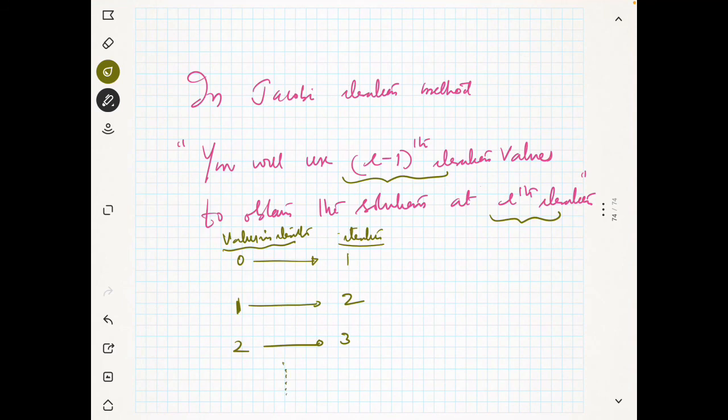You would continue. If the values in the I minus 1th iteration and the values that you are obtaining in the ith iteration are same, you can stop. Okay, and you can find the solution. Okay, that is the idea in Jacobi iteration method.